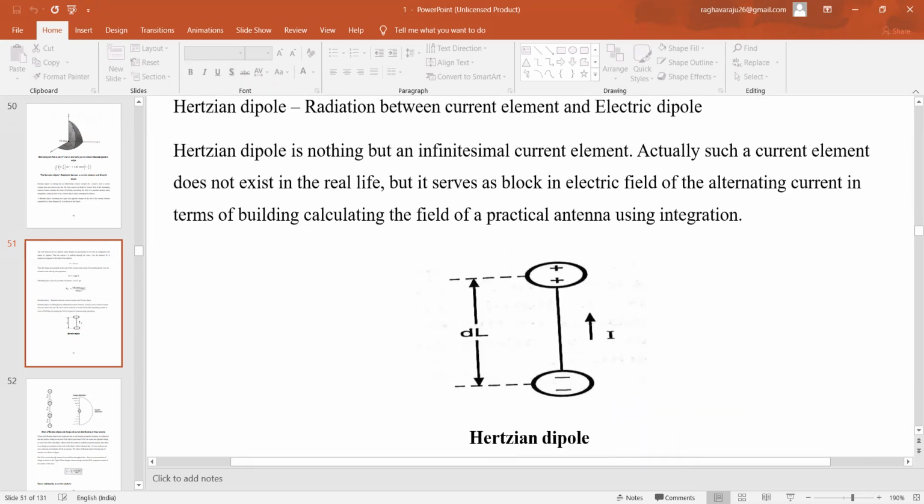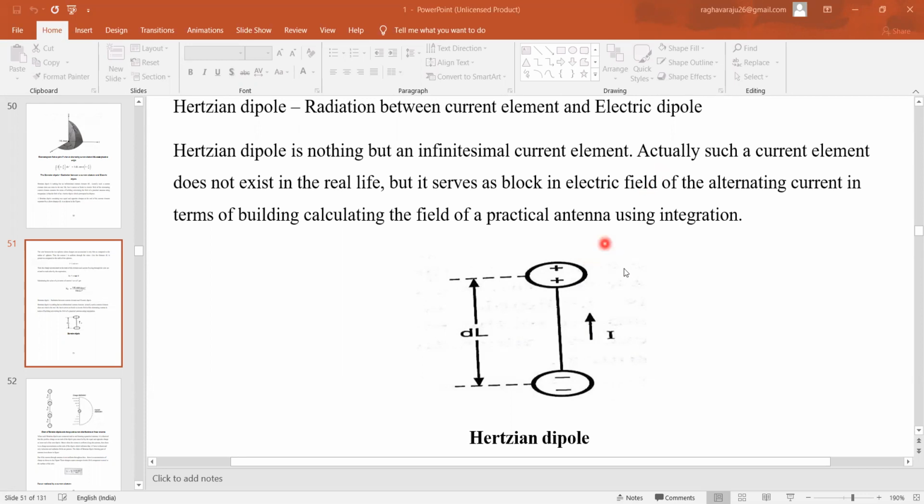Similarly, this is the Hertzian dipole. The Hertzian dipole radiation is between this current element and electrical dipole. The Hertzian dipole is nothing but an infinitesimal current element, and such a current element does not exist in real life.